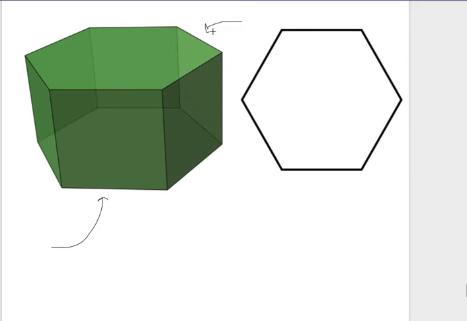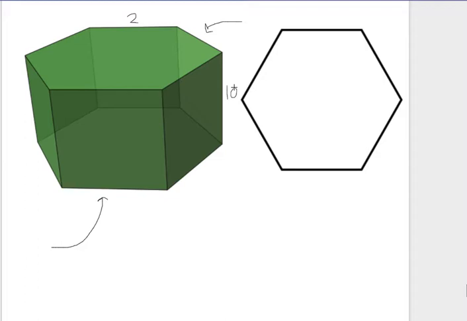So in order for me to find the surface area, I do need to have some of the dimensions. So I'm going to say that I'm given that the length of the hexagon is 2. So each of those side lengths going around is going to be 2. And I'm also told that the height of this prism is 10.